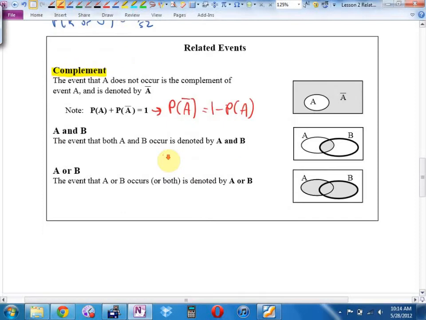A and B, that's the event that both A and B occur, and it's this shaded in overlapping section right there. In our cards, it's where the two circles crossed, the two ovals crossed. A or B is everything inside this oval. It means one or the other or both.